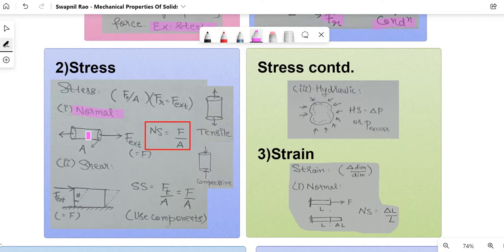Here F could be external force or restoring force. As I mentioned, it's equal to F I've written. Under this, you have to know that when the force is being applied in the outward direction, it's called tensile force. Whereas the force, if it's being applied in the direction towards the body, it will be compressive force, as the names suggest. And next one would be shear stress.